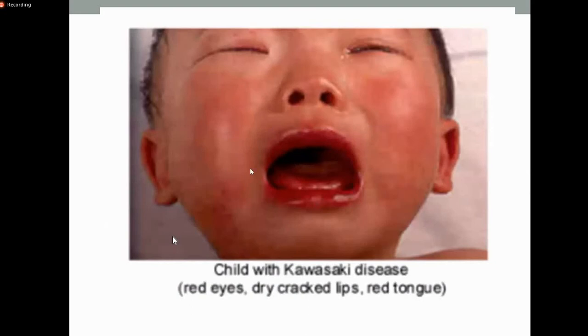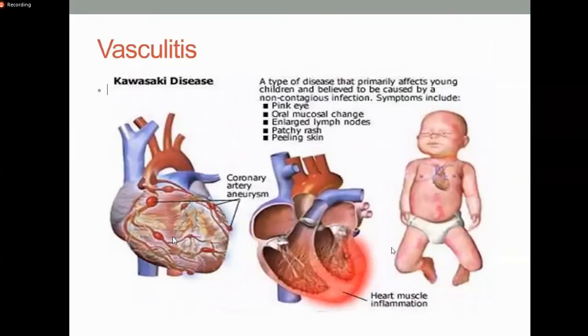Here's an example: red eyes, dry cracked lips, and red tongue. Kawasaki disease, another diagram: pink eye, oral mucosal change, enlarged lymph nodes, patchy rash, peeling skin. Next, microscopic vasculitis.